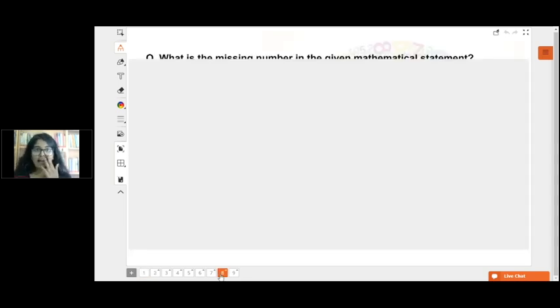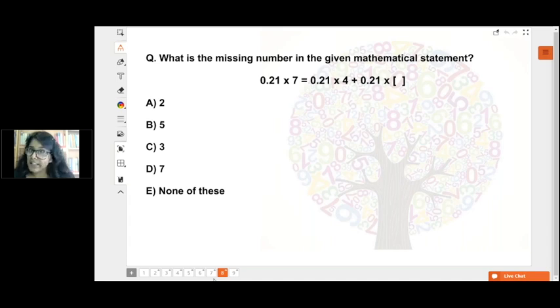Right. Here we have a missing number given in a mathematical statement. That is 0.21 into 7 is equal to 0.21 into 4 plus 0.21 into a missing number. So we have to find that out. Now, you can normally multiply this and find out. There is no effort in that, but if you look at the question closely, this is based on the properties of numbers.